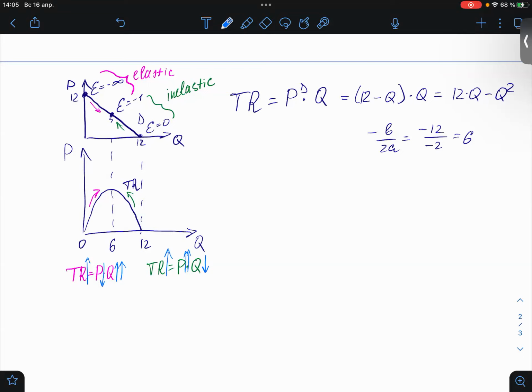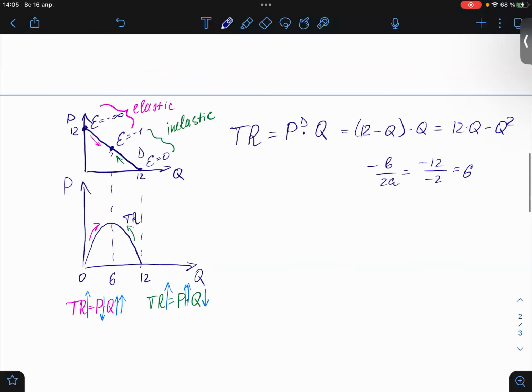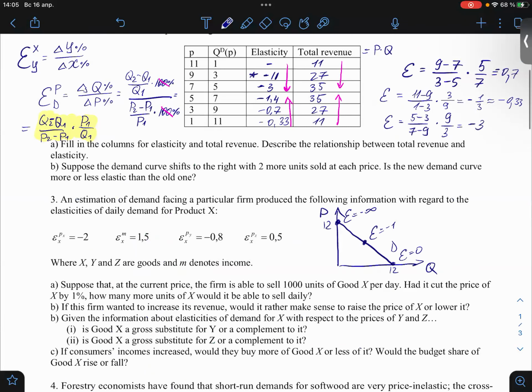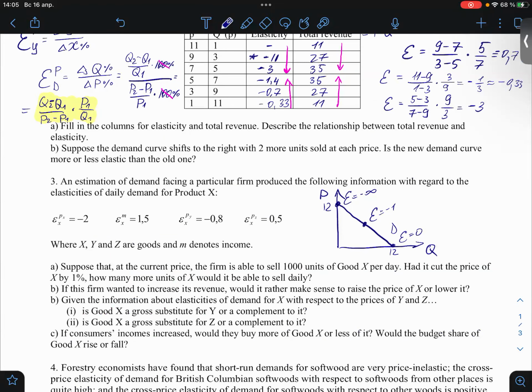So this is an interesting fact about elasticity of demand by price and total revenue, the connection between them. So this was number 2. Next problem. In the next problem, no, we also need to do point B.